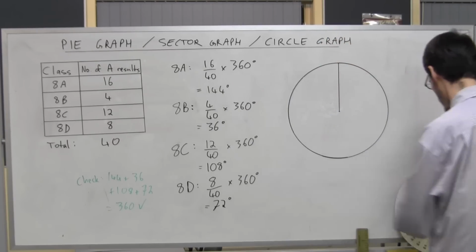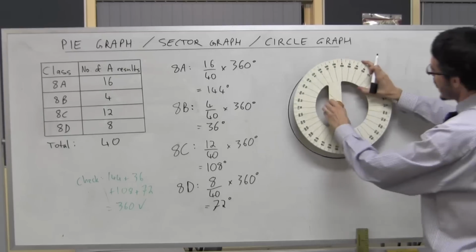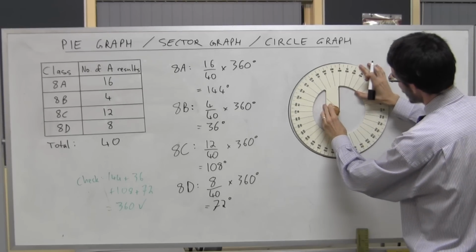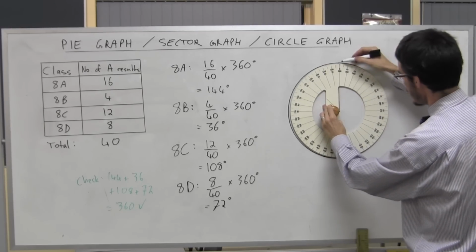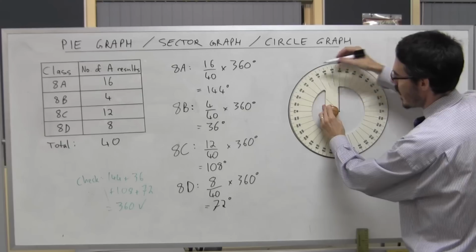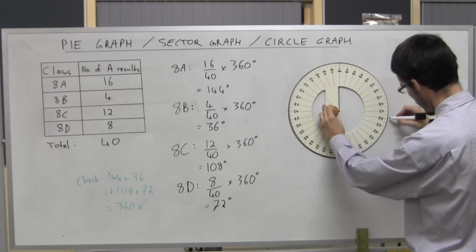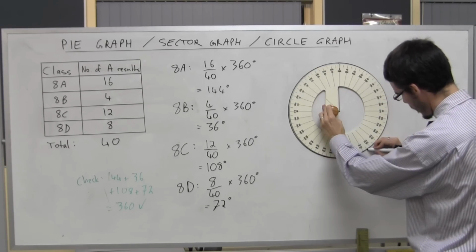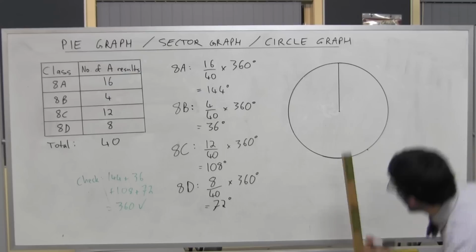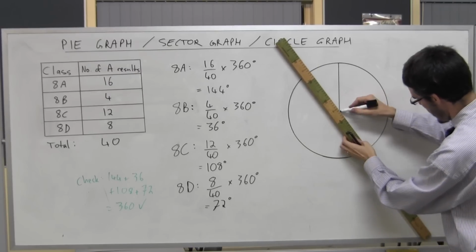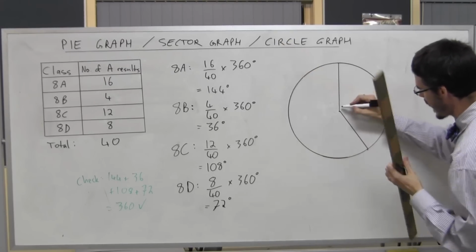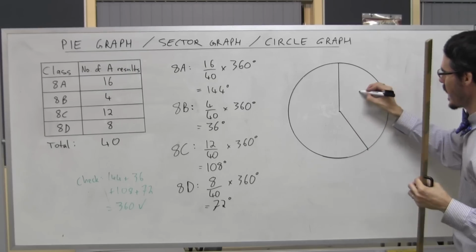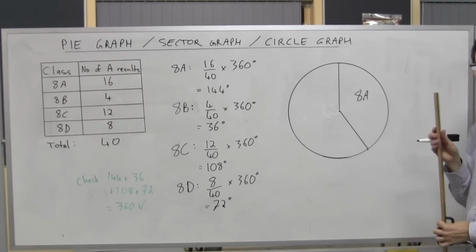8A's sector is 144 degrees. So line your 0 up with the line you just drew. And I want to go to where? 144 degrees gets me around to here. There, that's 144 degrees, and that's the sector for 8A.